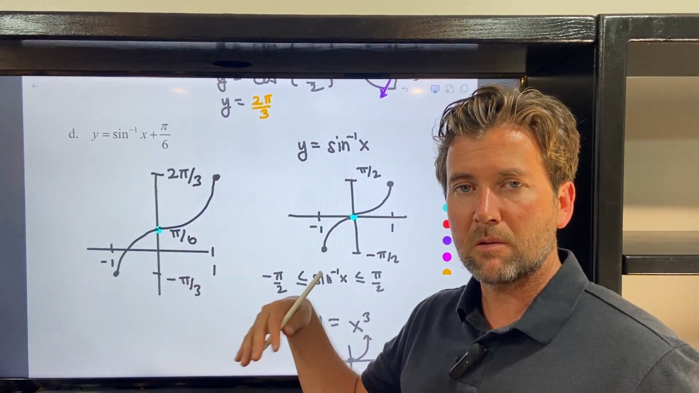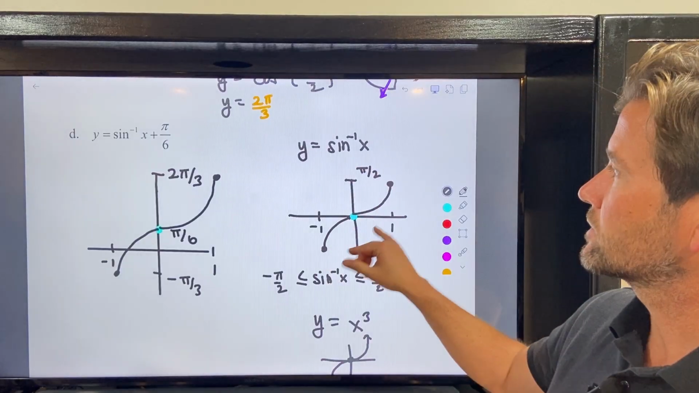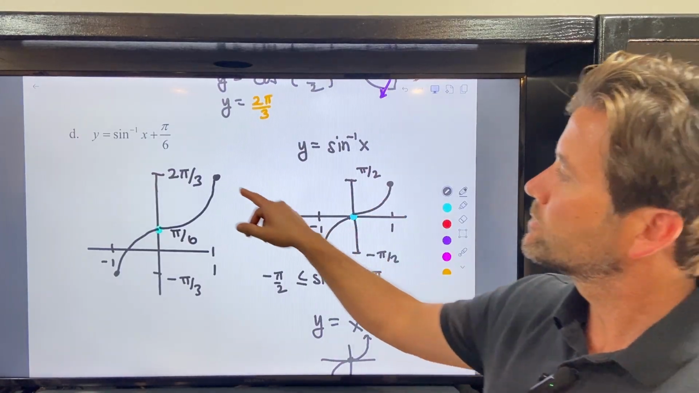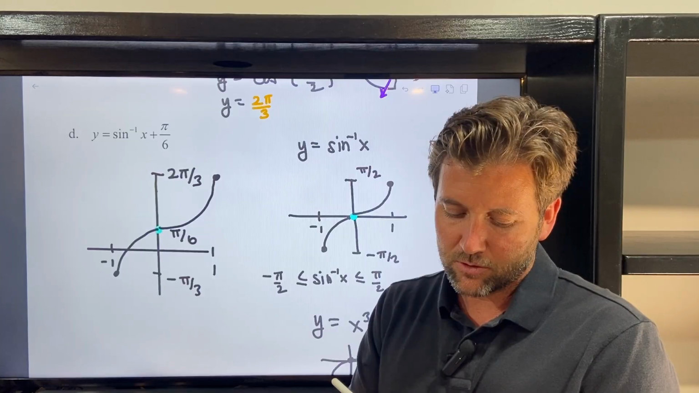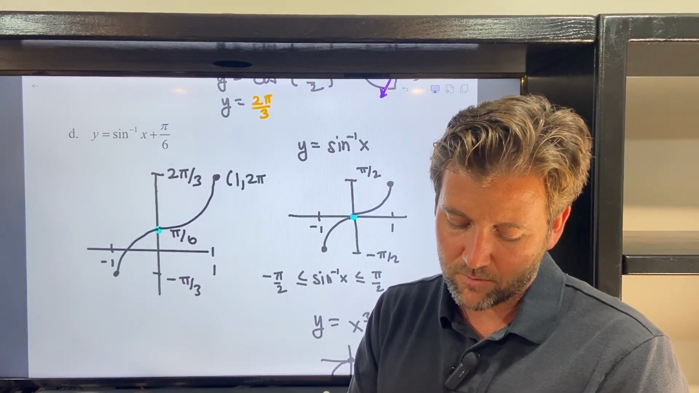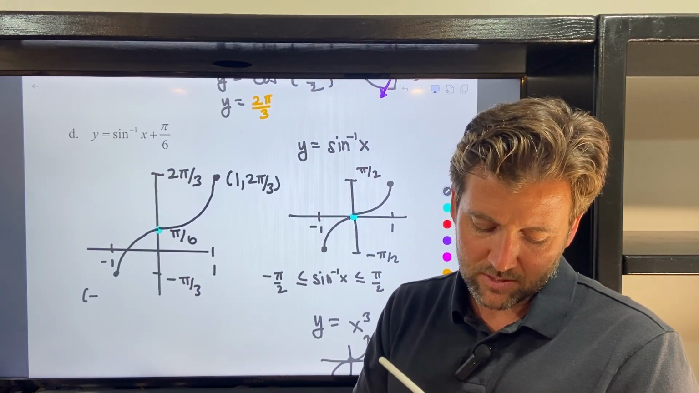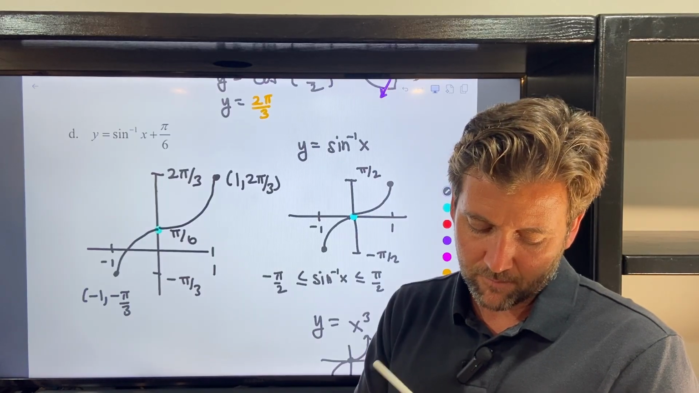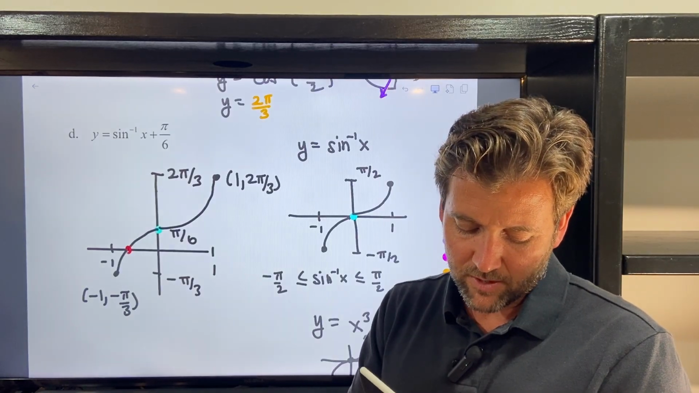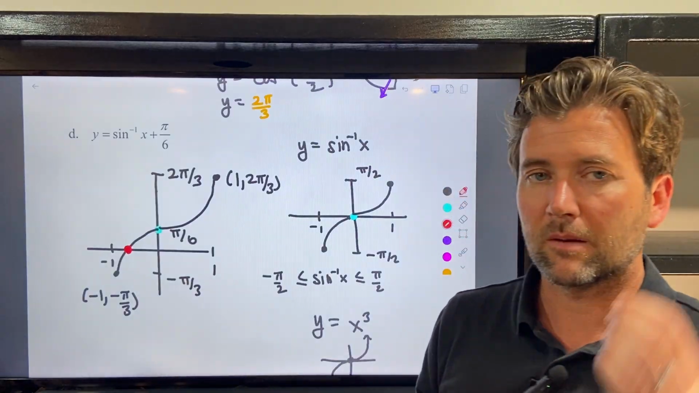So the directions say to label endpoints. This is my scratch work, so I didn't label those endpoints there. So here I want to label them because this is my final answer. So it's 1, 2 pi over 3. This endpoint is negative 1, negative pi over 3. But now we need to find this x-intercept.